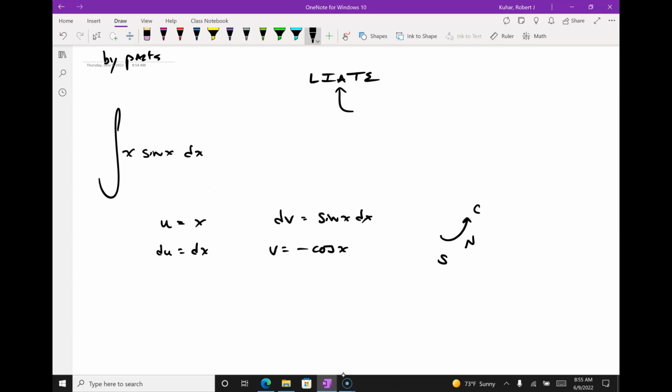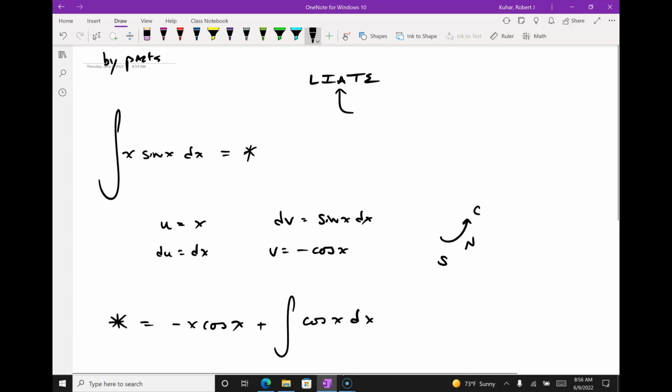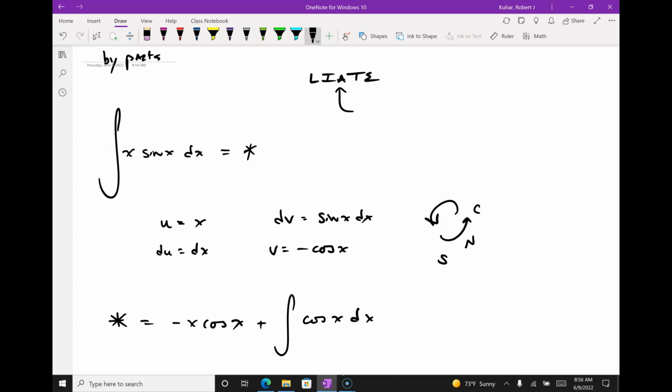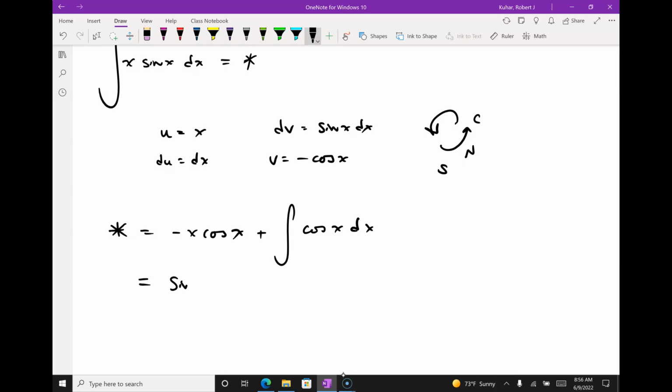And so my uv, right? uv is my negative x cos of x, which you can already see in my problem, right? Minus the integral of v du. Well, v is already negative, so plus the integral of cos x dx. And of course, the antiderivative of cosine is just sine. So there it is.